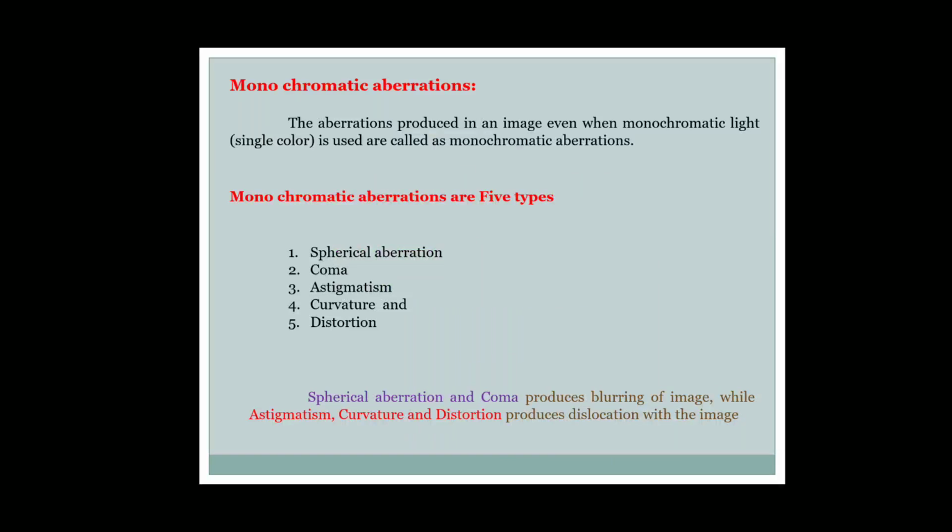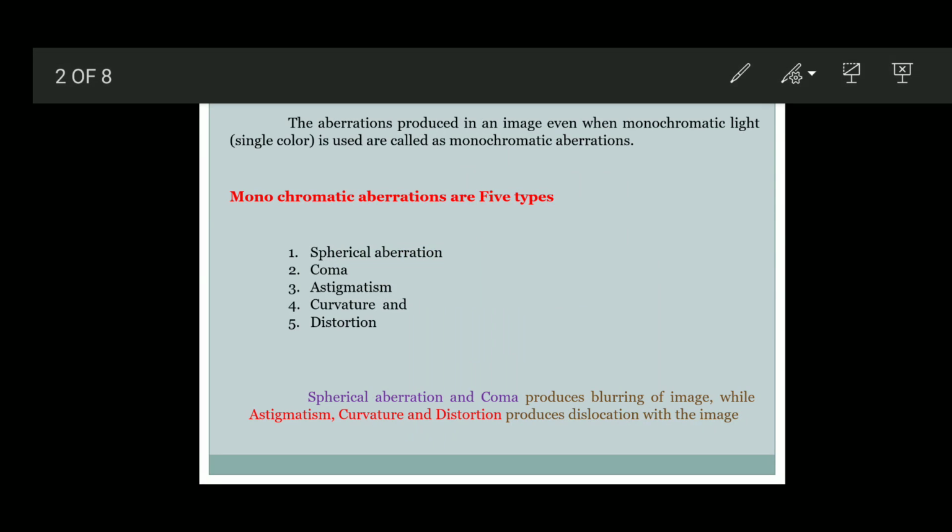We know the aberrations in which, if the object is monochromatic light or single color, the image formed by the lens is not a perfect image. It is a blurred image. This defect is called monochromatic aberration. Monochromatic aberrations are five types. One is spherical aberration, second is coma, third is astigmatism, fourth is curvature, and fifth is distortion.